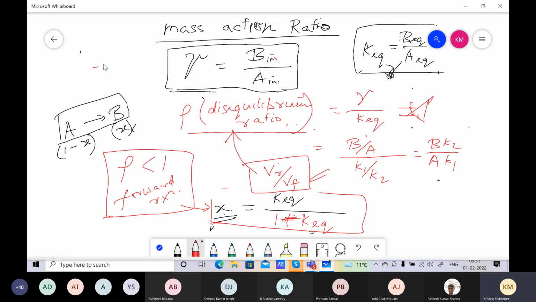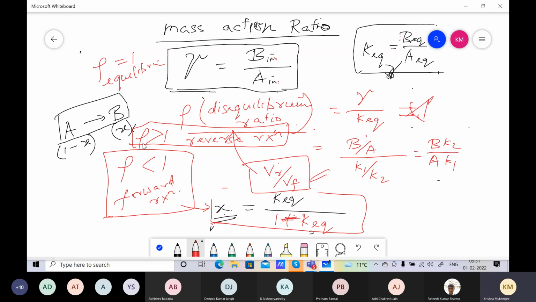When rho is equal to 1, the system is in equilibrium. And of course, when rho is greater than 1, then actually the reverse reaction dominates. It is actually not A going to B, but B going to A. Okay? Are all of you with me till now?